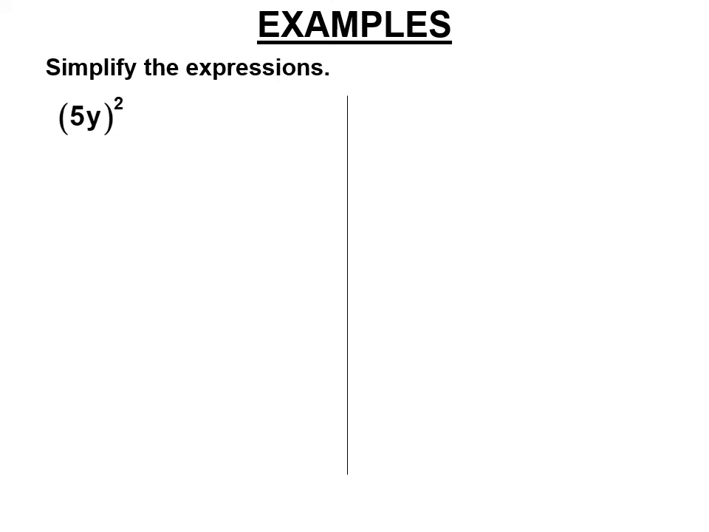All right, now, I highly recommend you write this out. This is 5y, the whole thing squared. So it's 5y times 5y. Because if you write it out, then it's like all the others. So this is 25y squared. Try this one.